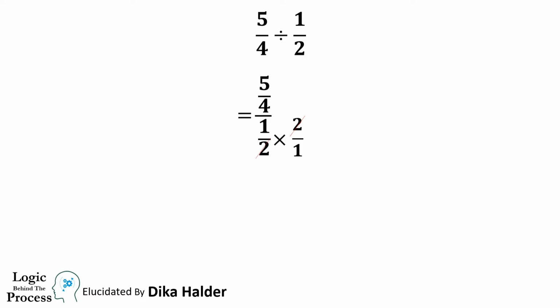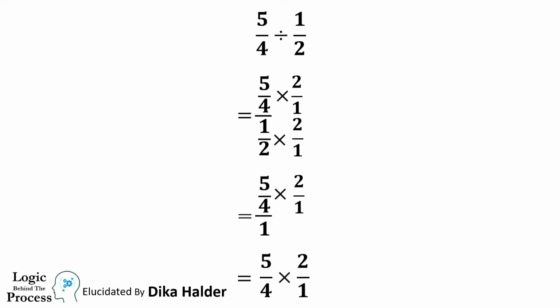Then we have to multiply this fraction also by the same number, meaning 2 by 1, so that the value remains the same. Now here the value of this and this are the same. Now we know if we don't write 1 below here, there will be no problem. So we can write it as 4 by 5 multiplied by 2 by 1. Now here every single line has the same value.